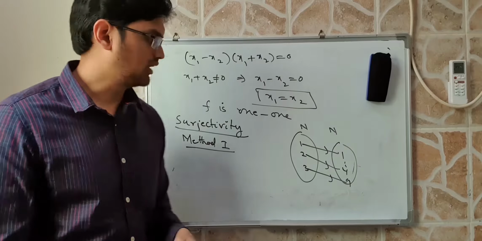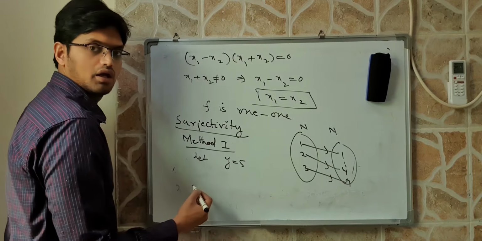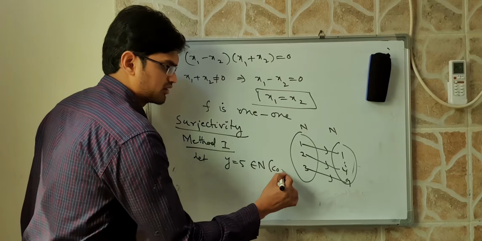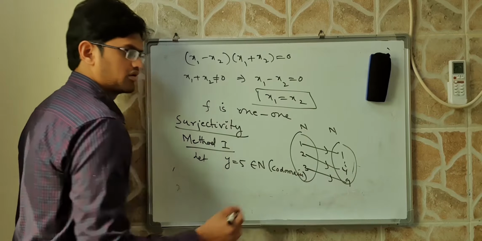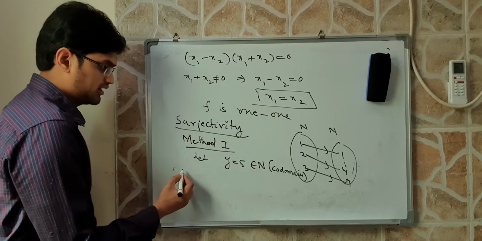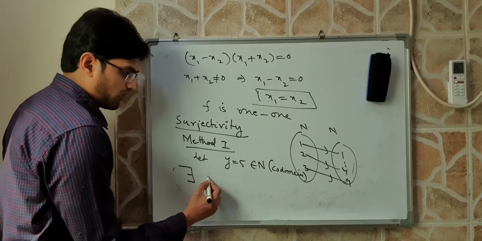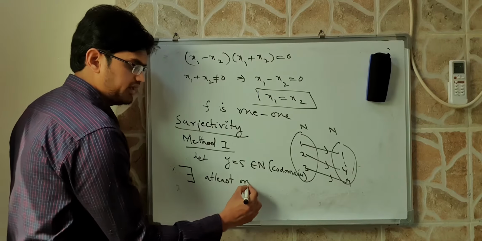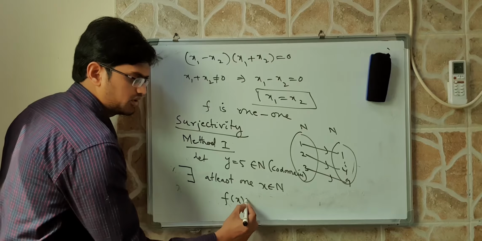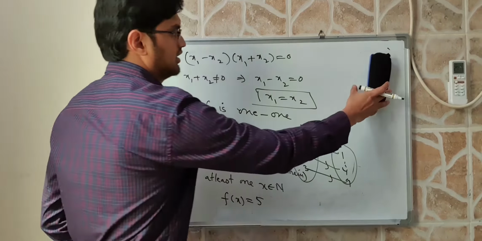That is important. So I will select y equal to 5, which belongs to the codomain, which is N. Then, if it is onto, there exists at least one x belonging to N such that f(x) is equal to 5, correct? That x will become equal to 5. Like, I'll explain to you.